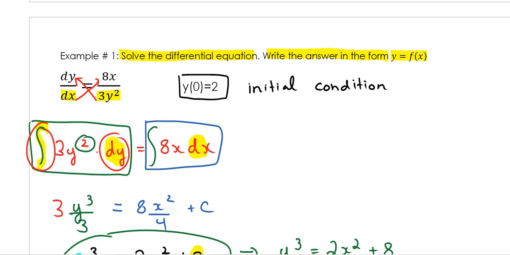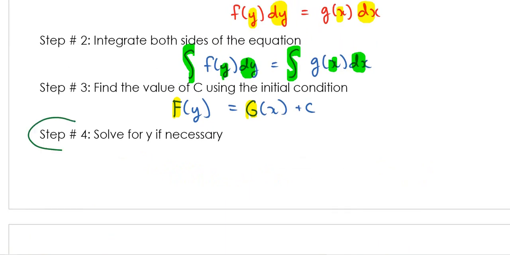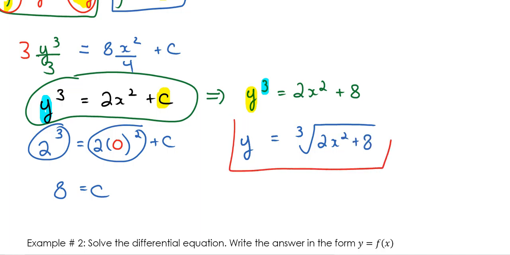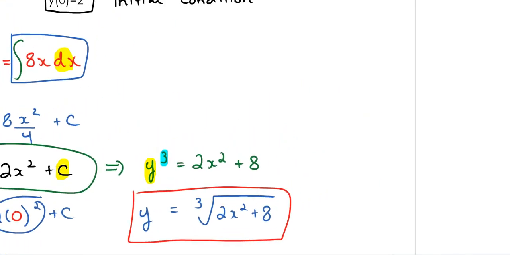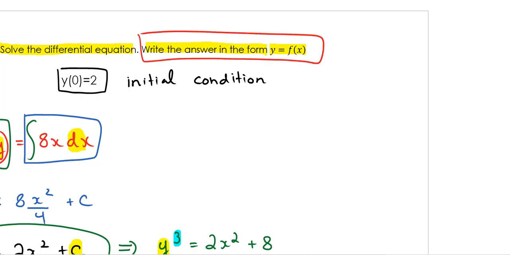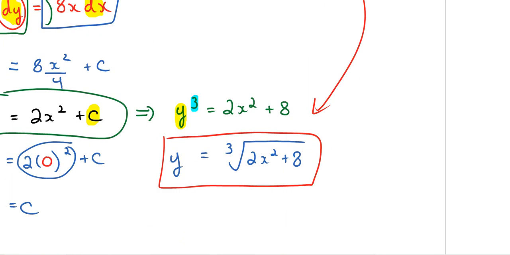And if I go back to my notes here, the very last step is to solve for y if necessary. So let's go ahead and solve for y. Here's the y variable, and I have this cube there, so if I want to solve for y, I just need to cube root each side. So this will be the cube root of 2x squared plus 8. So there is my solution to this simple differential equation. And just check to make sure that you follow the instructions here, and it says write the answer in the form y equals f of x, and here it is. I do have my answer in terms of y equals something, so I'm good to go.